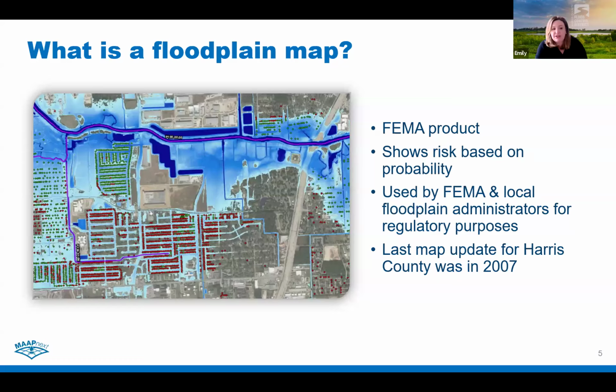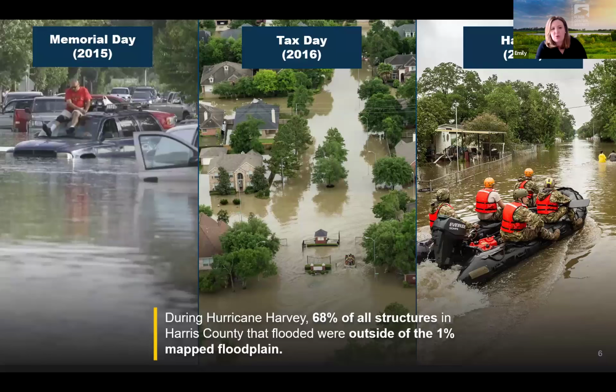The last major countywide floodplain map update for Harris County was back in 2007. So this update, as you can imagine, represents a significant amount of new data, new modeling, and new information. And we've had a team working on this for quite a few years. So on the next slide, we'll talk about why these maps are being updated now.